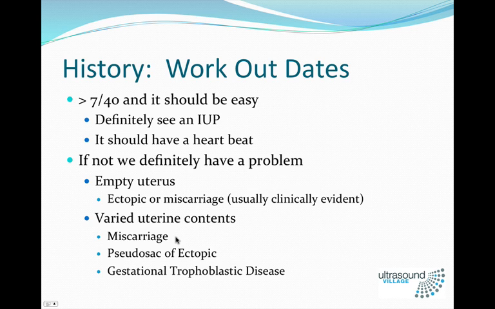If the ultrasound shows heterogeneous or varied uterine contents, it could be a miscarriage, there could be lots of clots in the uterus, it could be a pseudosac of an ectopic pregnancy, which is where you get some bleeding into the endometrial cavity with an ectopic, or it could be gestational trophoblastic disease, which is classically a heterogeneous and echogenic endometrial content.